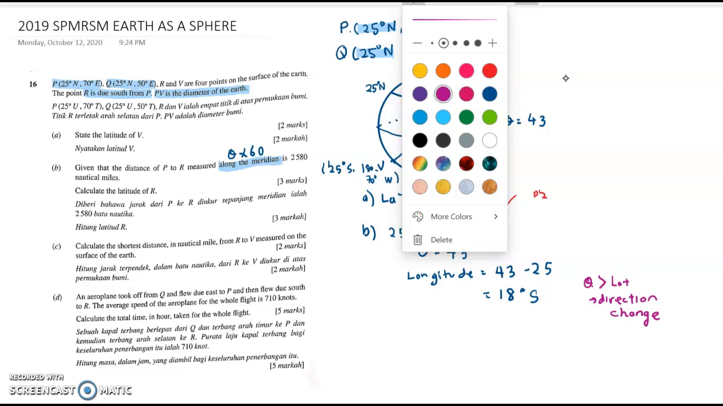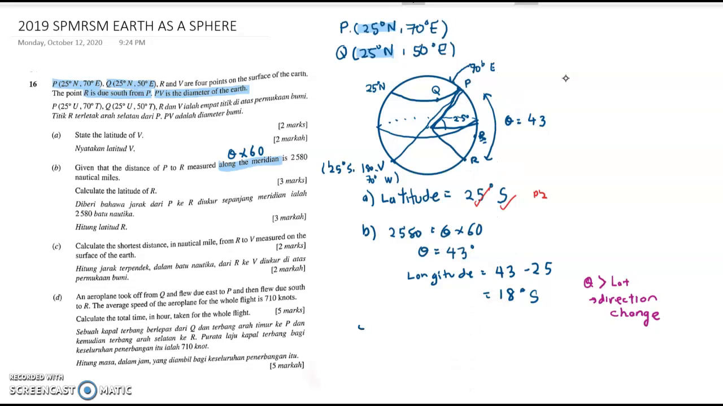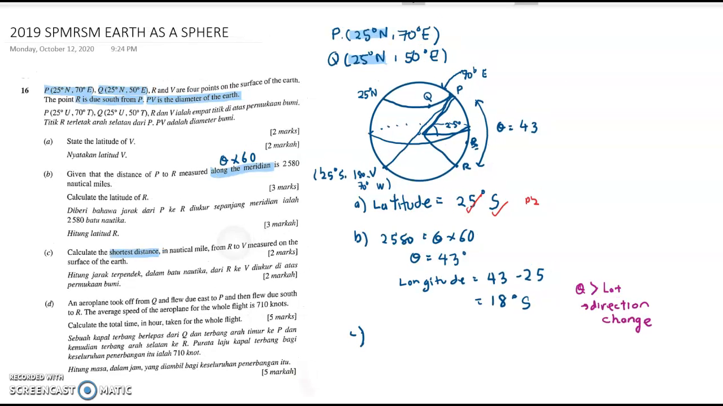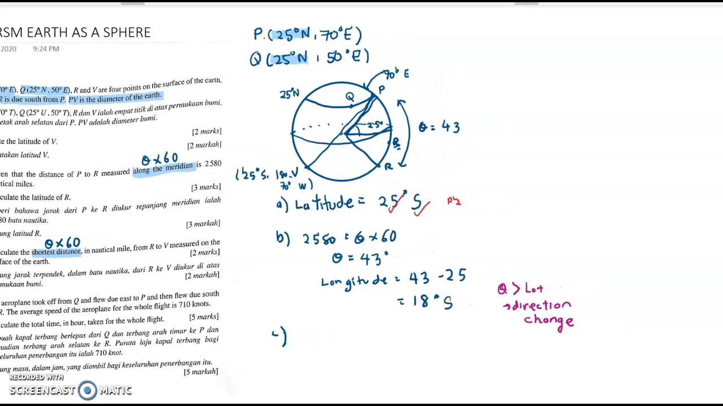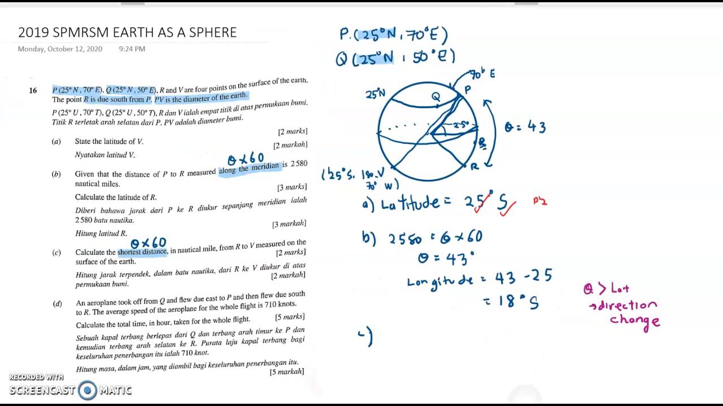Alright, so let's get to C. Calculate the shortest distance. Our key point here is shortest distance, from R to V measured on the surface of the Earth. Once you see the words shortest distance, it is theta times 60 again. So it says R to V. We want to calculate using theta times 60. So meaning, as we can see, R is somewhere here.